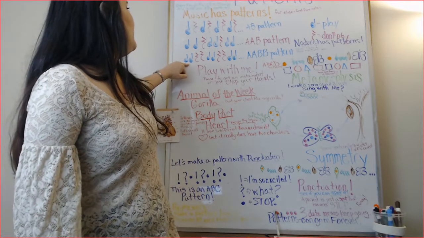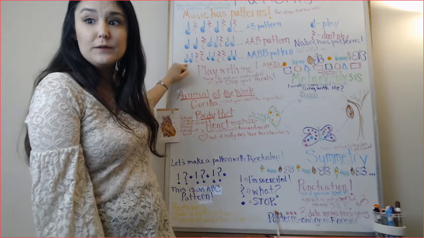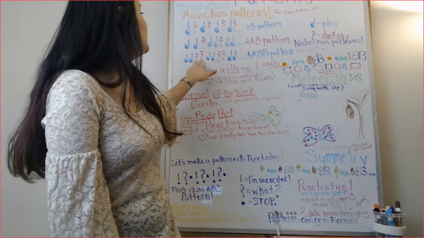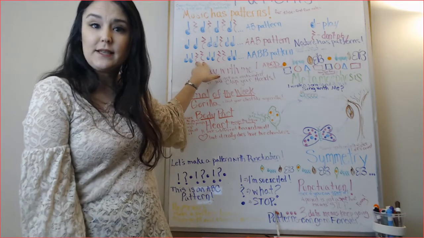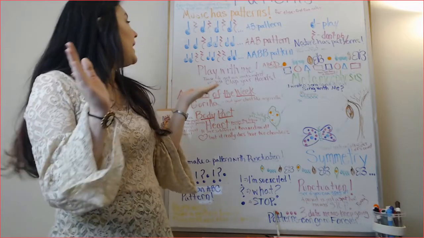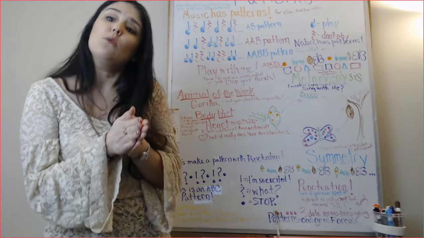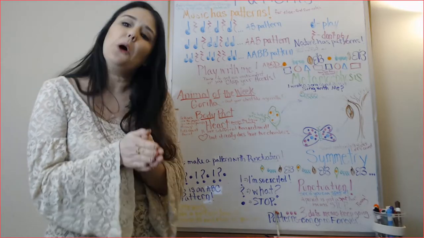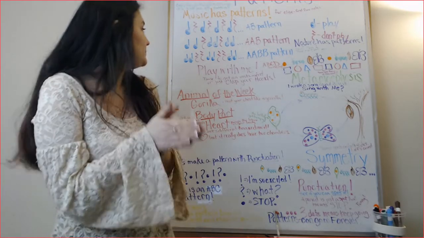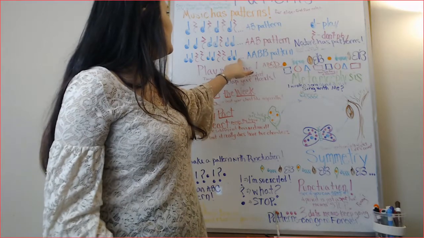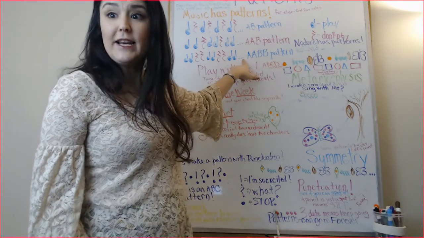If we have two of the play notes and two of the rest signs, it is an A-A-B-B pattern. And we go clap, clap, don't clap, don't clap, clap, clap, don't clap, don't clap, clap, clap, don't clap, don't clap.